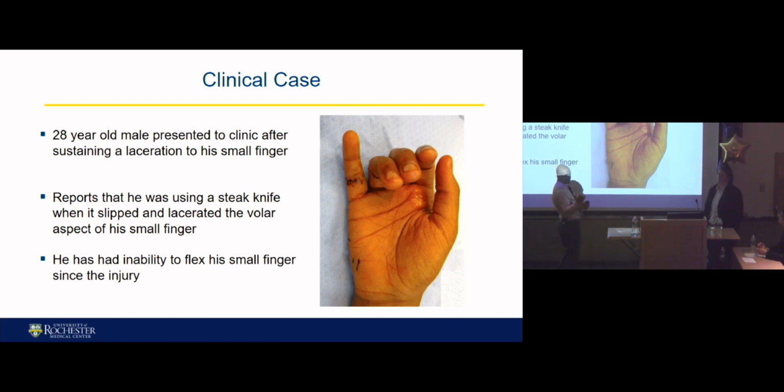There's a normal cascade of the normal fingers seen here, and the affected finger, in this case the small finger, is held in extension because the tendons that flex the finger are not connected anymore. So we took him to the operating room for a repair.